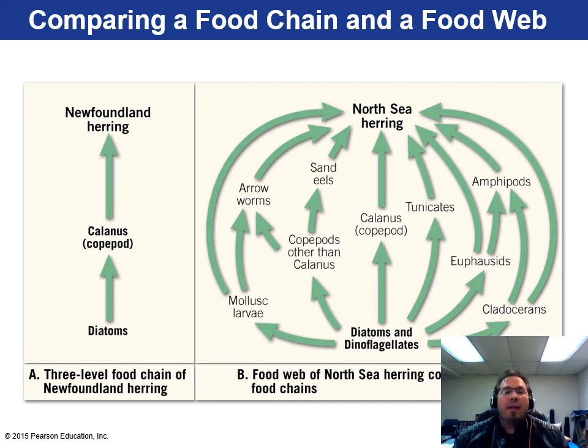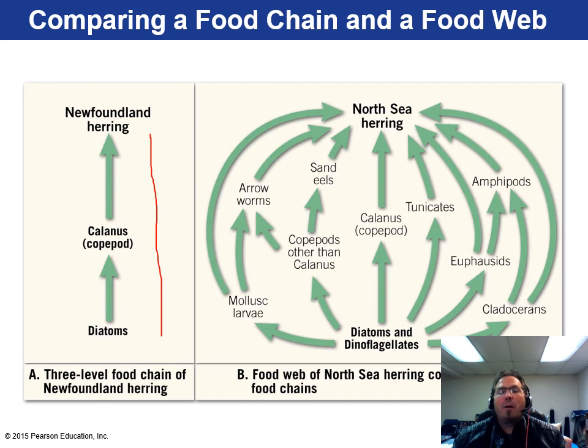Okay, so in a typical food chain you'd see here, it's very linear. It goes straight up. You have diatoms to copepods. Copepods eat the diatoms. You've got to work backwards. Even though the arrows are pointing up, the herring eat the copepods, and the copepods eat the diatoms. That's the basic version of what we would consider a food chain. However, we all know it's got to be more complicated than that.